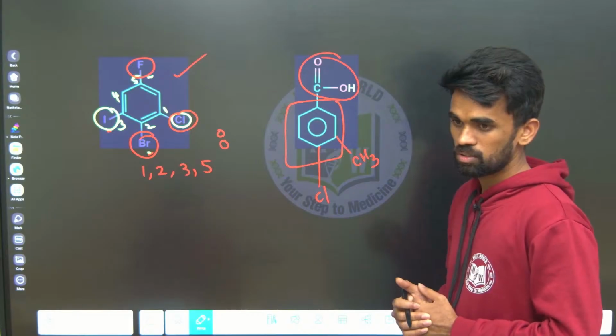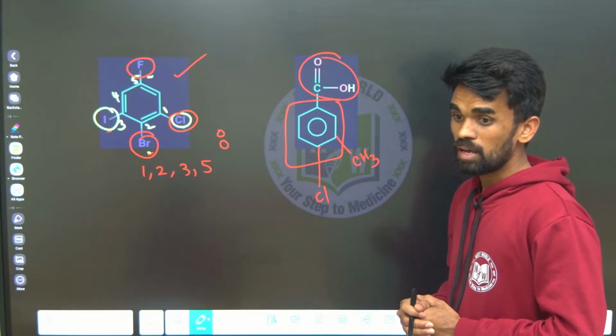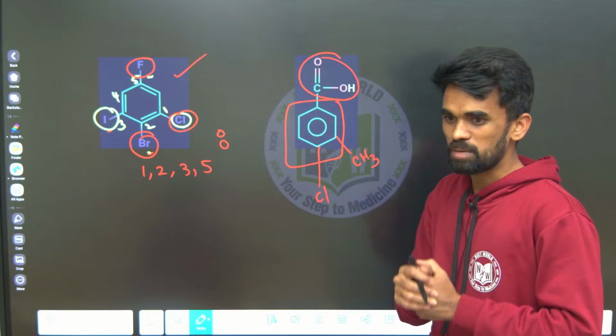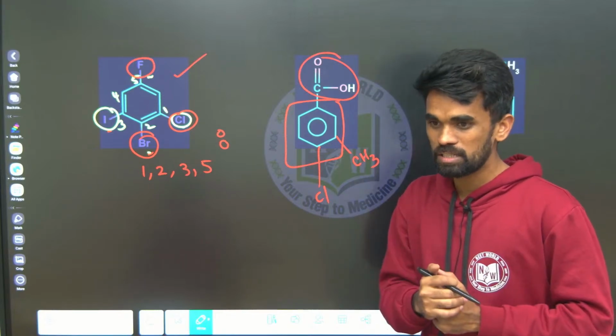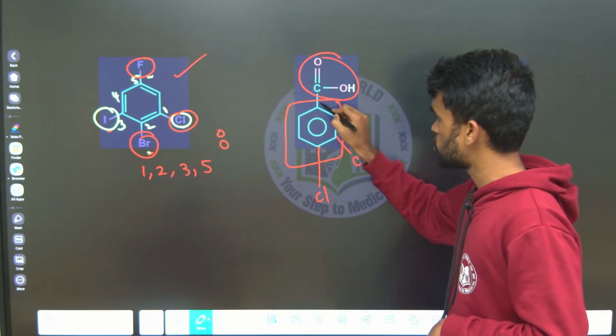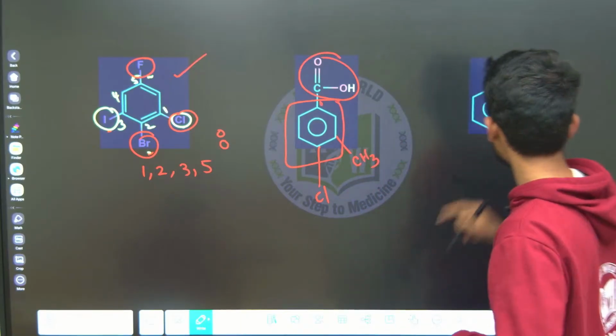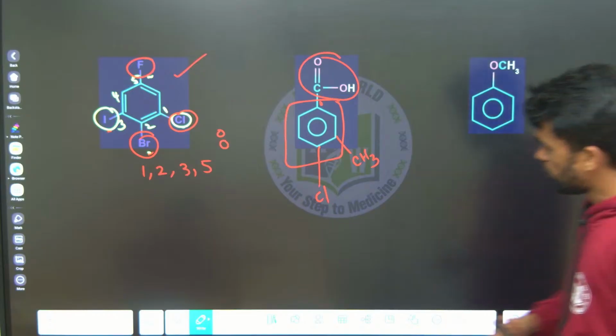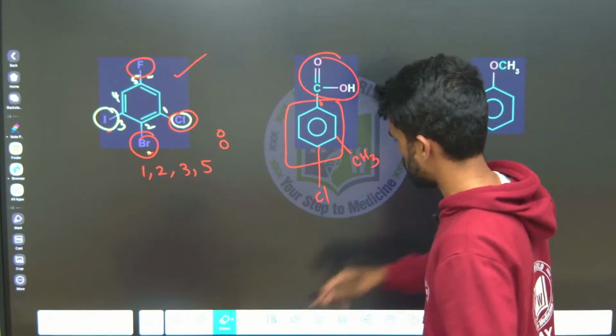So first we should consider the halide, then methyl. If we have multiple substituents, we use alphabetical order, that's it. But numbering should start from the principal functional group. Next, what about this? For this one, you tell me.